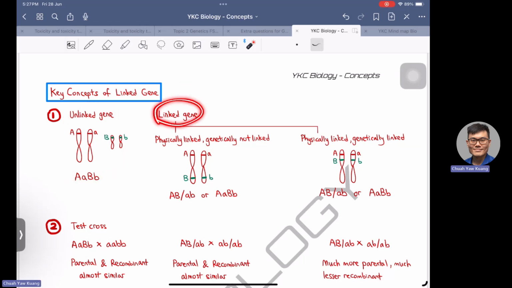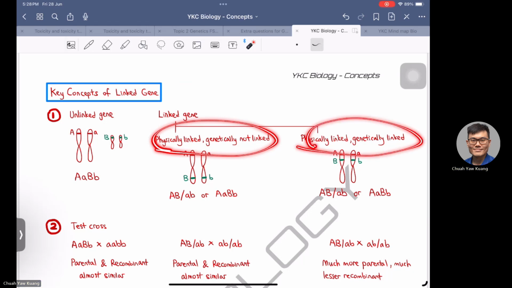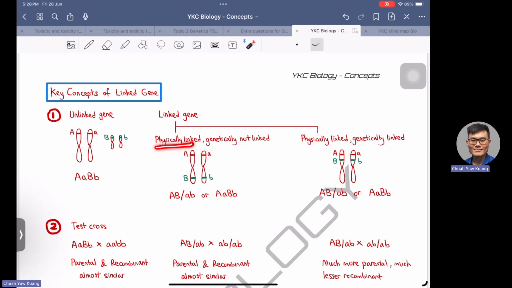While linked genes are basically genes that occur on the same chromosome. Based on the distance between these two genes on the chromosome, we can further divide them into two. The linked genes can be physically linked but genetically not linked, or they can be physically linked and genetically linked as well.